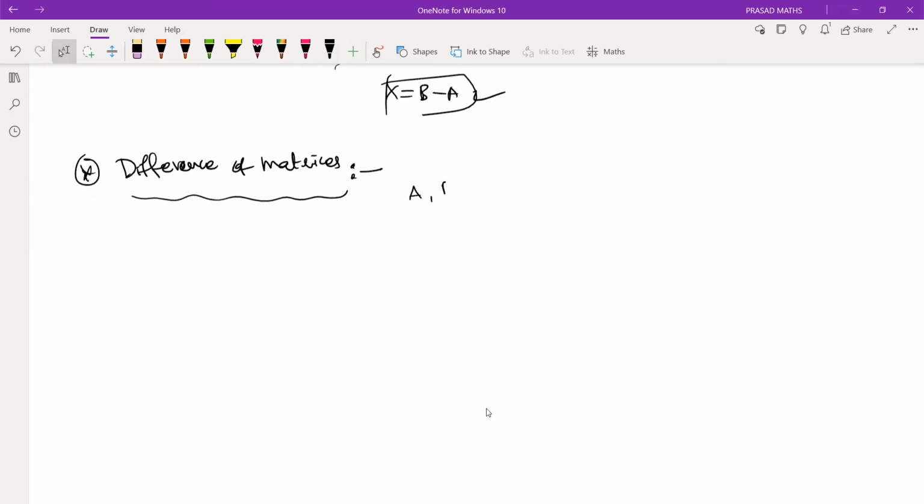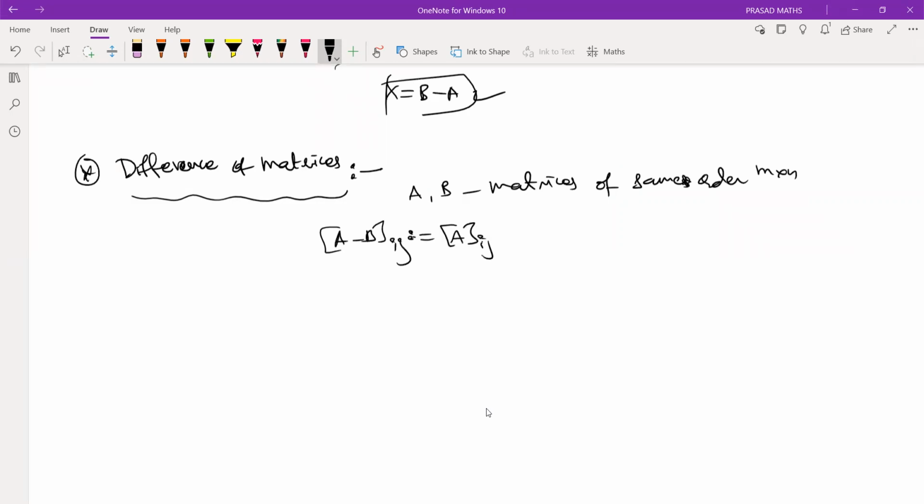Suppose you take A and B of the same sizes. A and B are matrices of the same order. Without loss of generality, I can take m by n. So the difference of two matrices is denoted by A minus B, right? And the ijth entry of this A minus B is obtained by the ijth entry of A minus the ijth entry of B. This is true for every ij, right? So the order must be the same. In order to subtract the two matrices, the order must be the same, right?